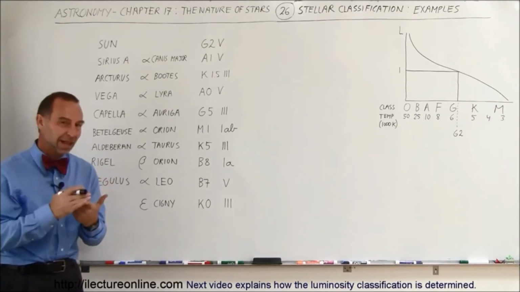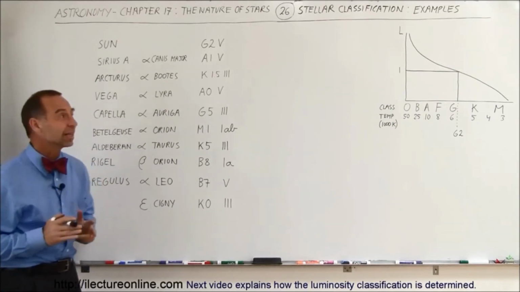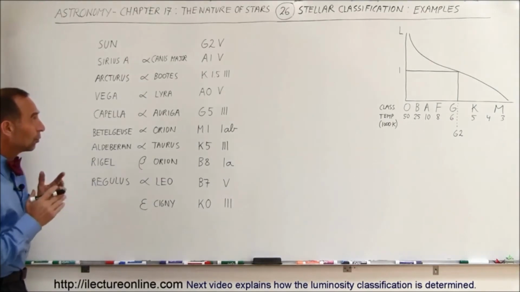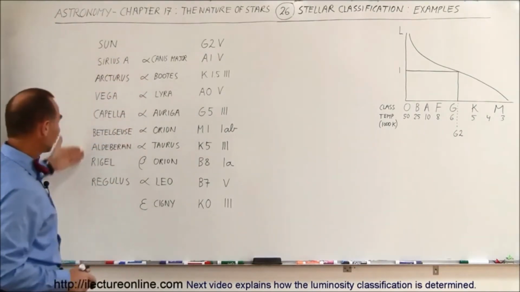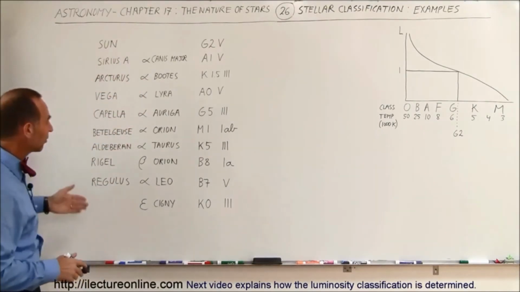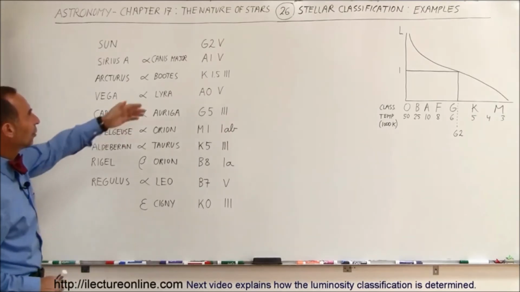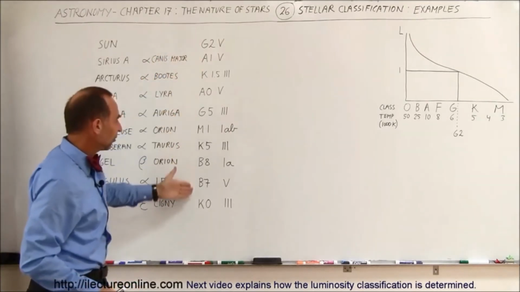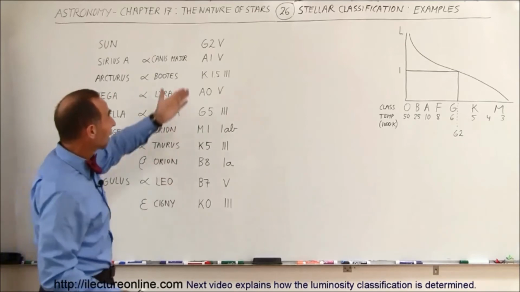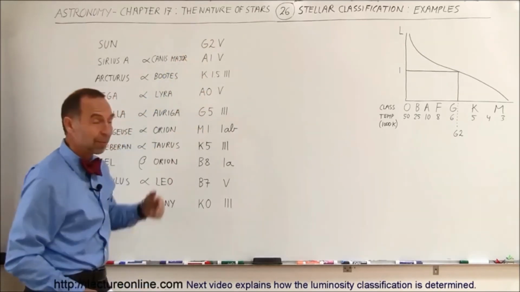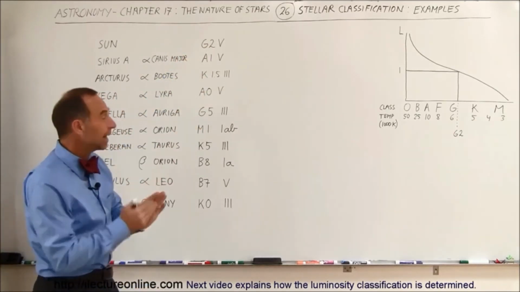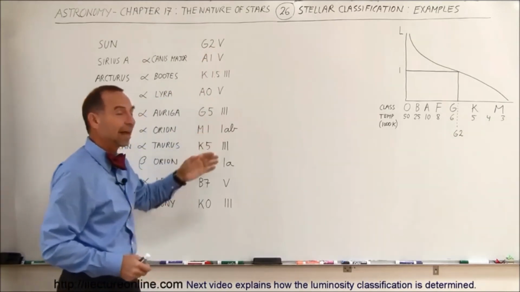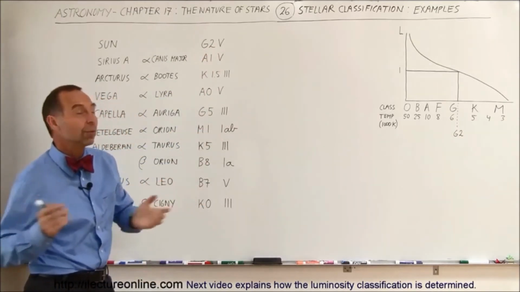So we have spectral class, spectral type, and luminosity class. Here we have a list of stars, some of the more famous, best-known stars. The first letter represents the spectral class. Then the number represents the spectral type along with the letter. And then we have the luminosity class. From that we should be able to figure out what star we're looking at.